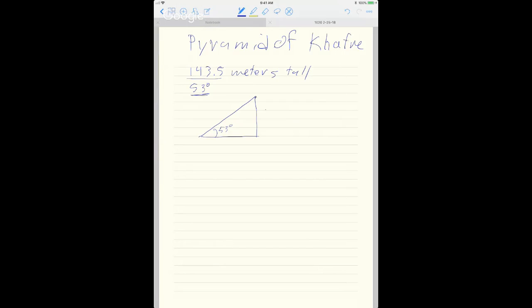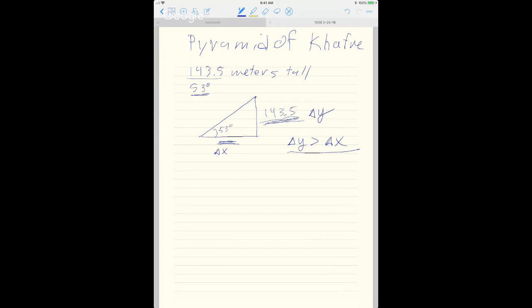53 degrees, and this is 143.5. Now, one question you might ask yourself is: is it wider than it is tall? Or is this distance longer than this distance? We can think about that by saying, well, at 45, they would be equal. This is greater than 45, so this will be greater than this. So if I call this delta x and this delta y, just by reasoning, we've discovered that delta y is going to be greater than delta x. So that's what we expect to find. If we find that, then we have some more confidence.